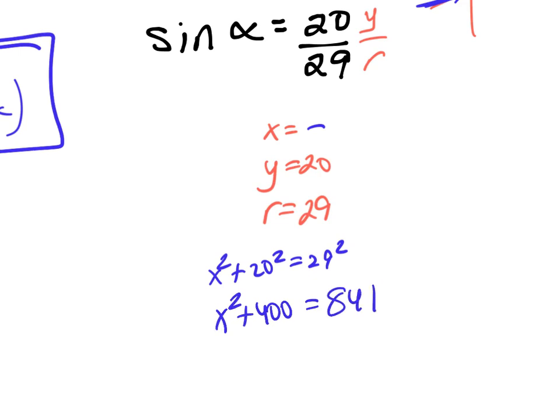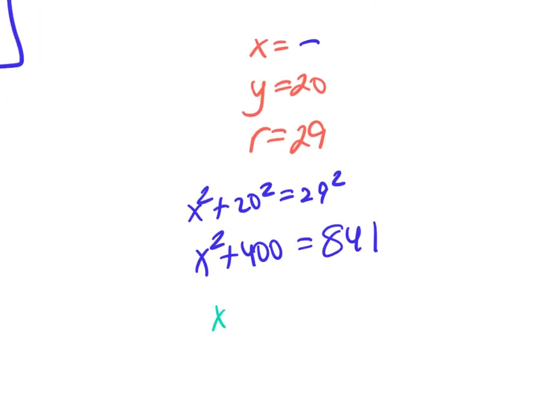Somebody last period said, pre-calculus is so hard without a calculator. Guys, 29 times 29 is like 4th grade. So he said 4th grade is hard without a calculator. Sometimes. But how do I solve this? I get x squared equals 441.